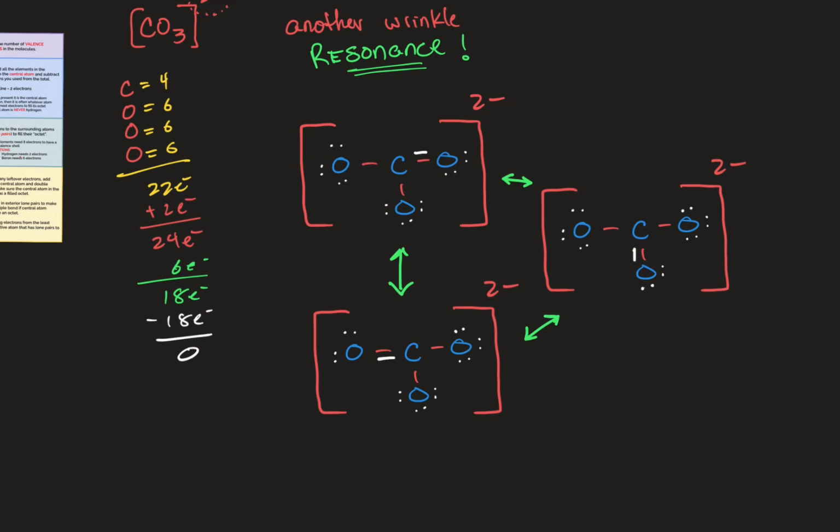And these 3 structures show that the double bond does not exist between just this carbon and oxygen in the molecule, but it also kind of exists between this carbon and oxygen, and also kind of exists between the third carbon and oxygen in the molecule. In fact, none of these bonds are single bonds, and none of them are double bonds, and they're all about 1 1/3 bond. And the way we show that is by drawing all 3 structures and showing the double bond moving throughout the molecule. This concept is called resonance.